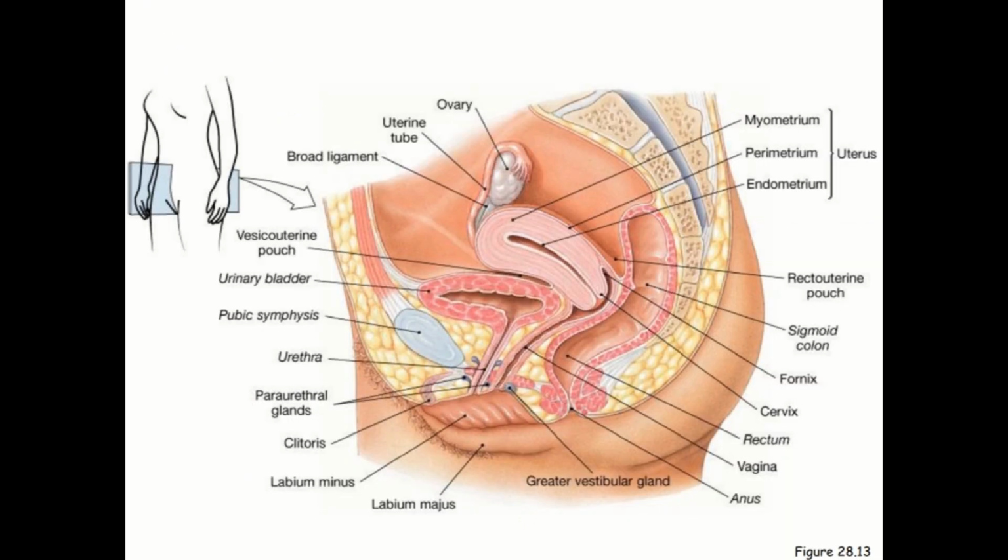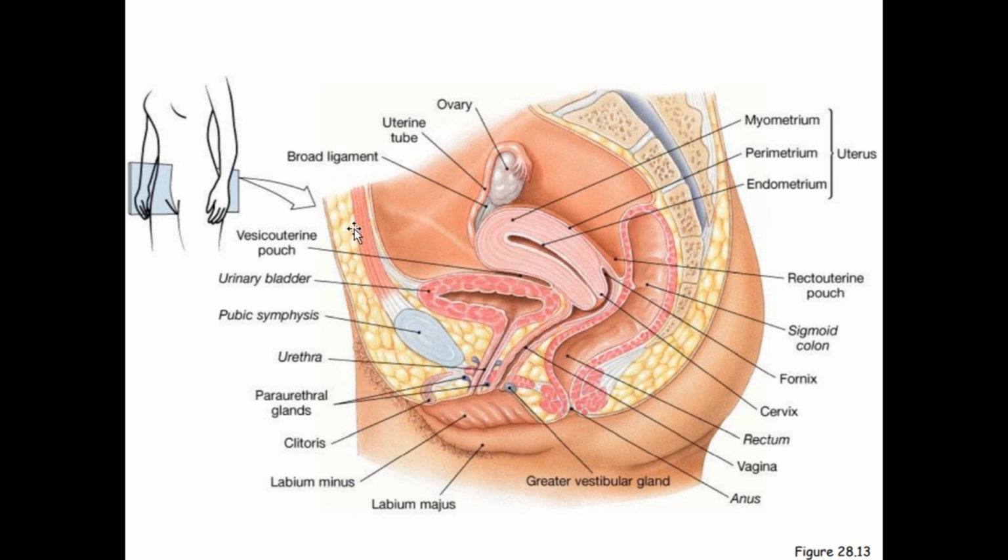Now, since we are talking about the female reproductive organs, I think it'll be a nice idea if we take the help of this cartoonic illustration, which is a mid-sagittal section taken through the pelvic region, and try to use this illustration to help us understand the relationship between the different pelvic viscera, or the relationship between the female reproductive organs and the other pelvic viscera.